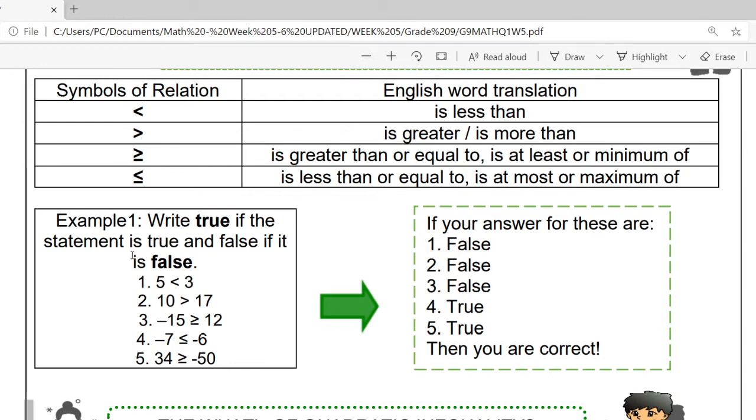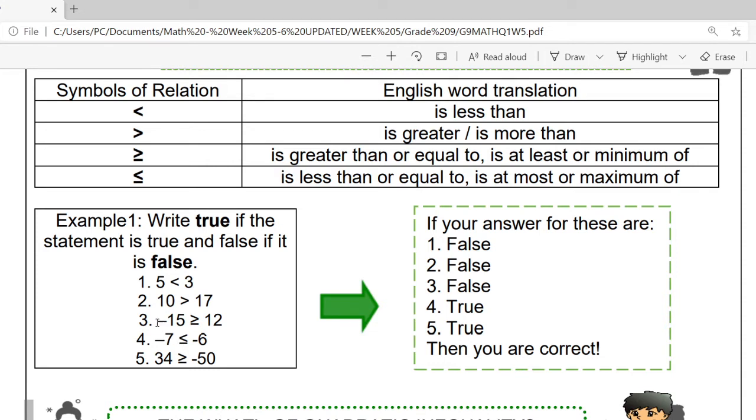So we will have here an illustrative example. Write true if the statement is true and false if it is false. 5 is less than 3. Is it true or false? The answer is false because 5 is greater than 3. Then 10 is greater than 17. Again, it is false because 10 should be less than 17. So therefore, the symbol here must be less than.